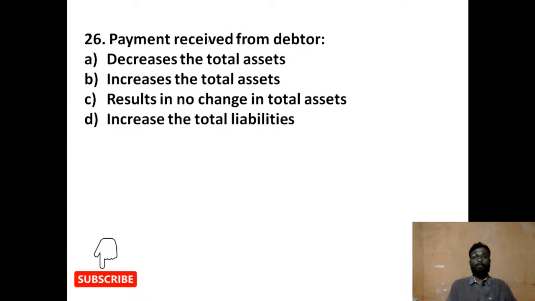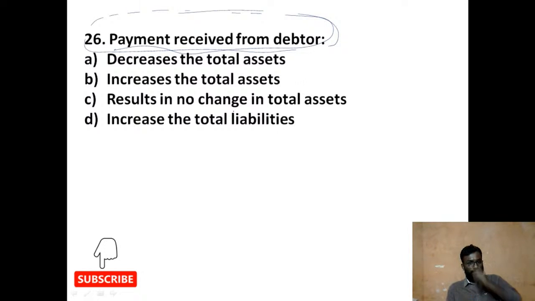Okay. So payment received from debtors. Guys, tell me, what does it mean? Payment received from debtors. Debtors will be shown in the balance sheet, isn't it? Balance sheet, asset side.